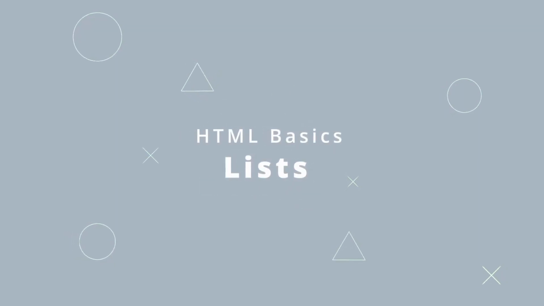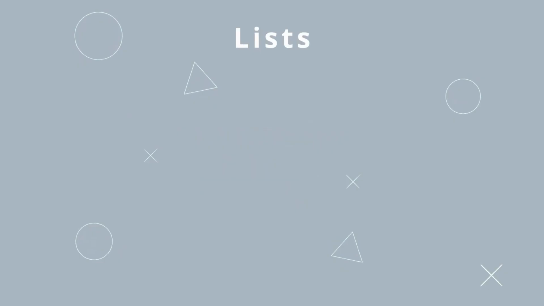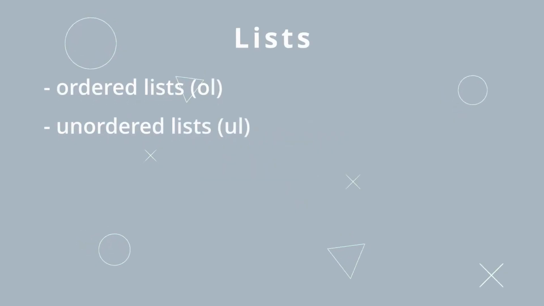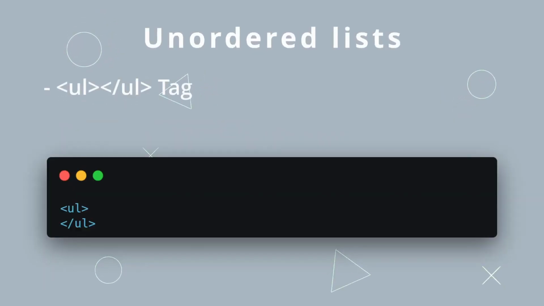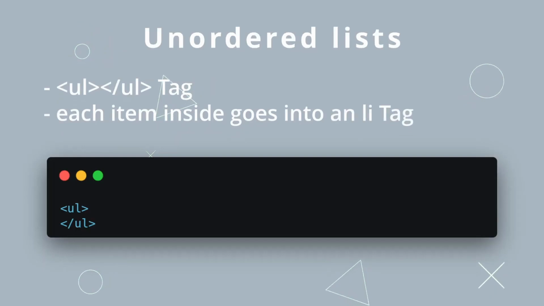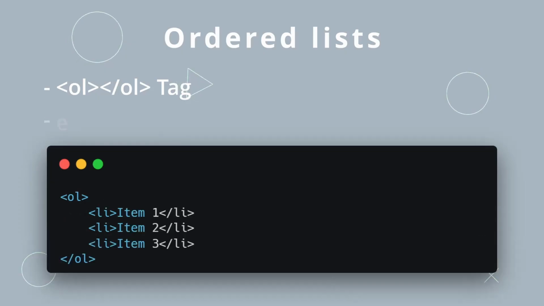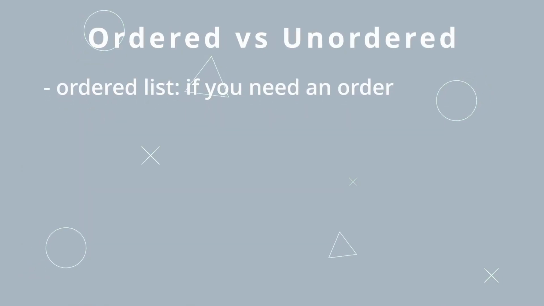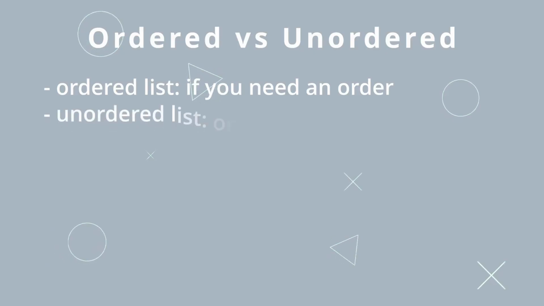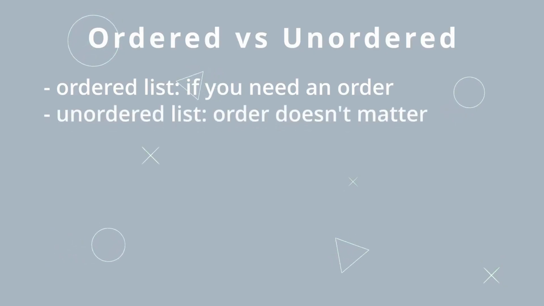Today, we learn all about lists in HTML. There are two main types of lists, ordered lists and unordered lists. An unordered list uses the UL tag. Each item inside of an unordered list goes inside of an LI tag. An ordered list uses the OL tag and numbers the items automatically. Here, items also go inside of an LI tag. If you need a specific order, like step 1, step 2, use an ordered list. If the order doesn't matter, like a list of ingredients, use an unordered list.